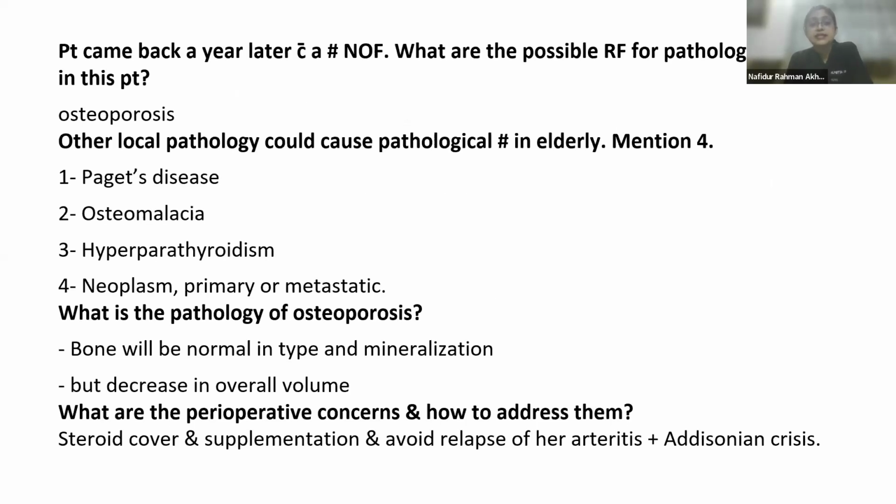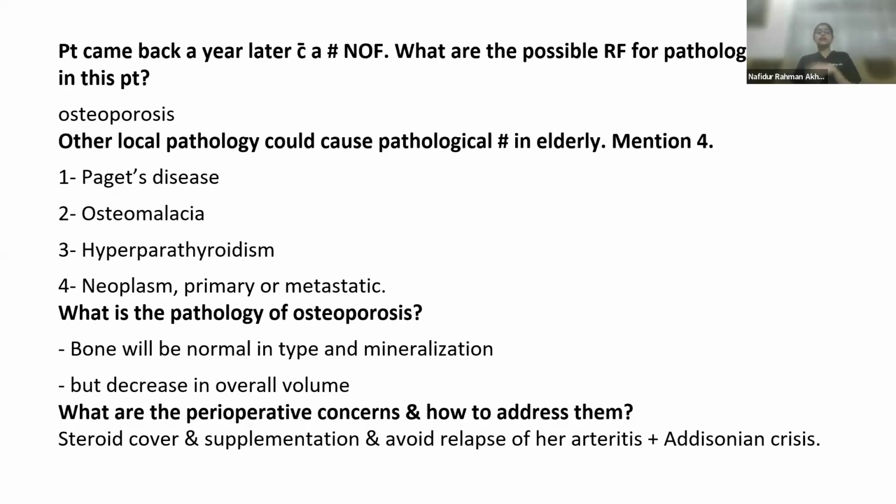Then, the patient came back to you with a neck of femur fracture. What is the possible risk factor? She's an elderly, menopausal lady. The most common factor is osteoporosis. One answer only. Then, what are the other four pathological causes which could happen? Then you would say there could be osteomalacia, Paget's disease, hyperparathyroidism, or metastasis.